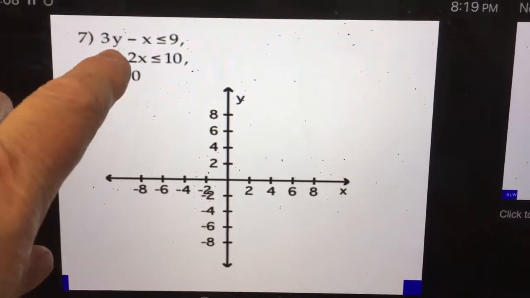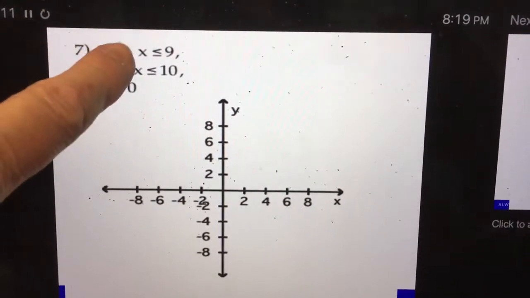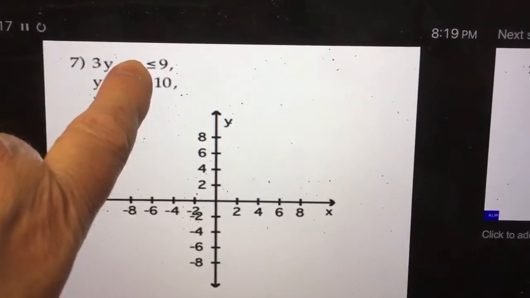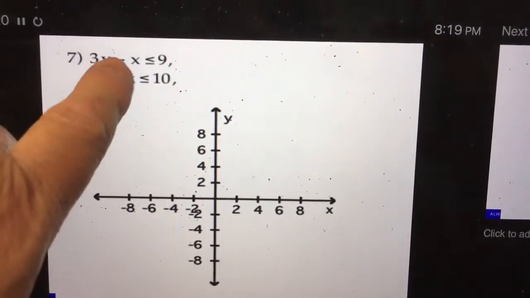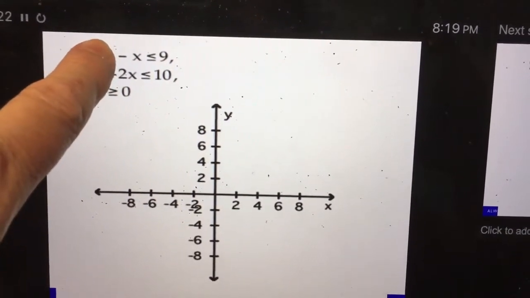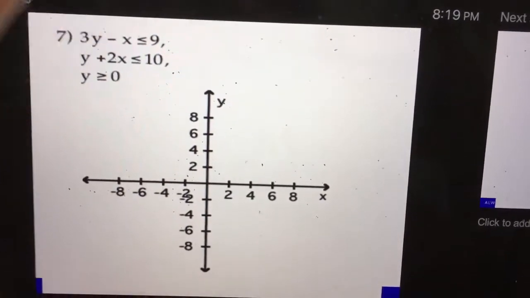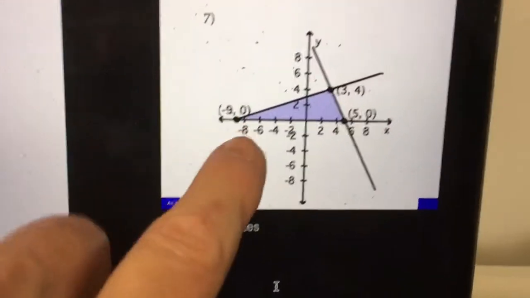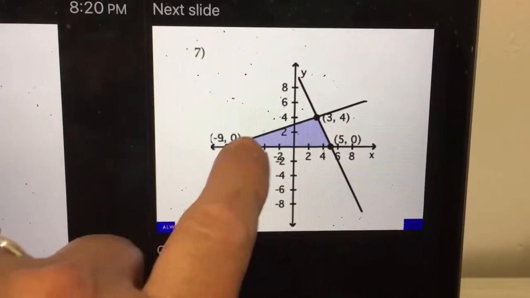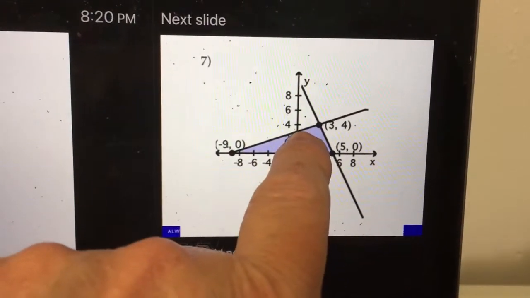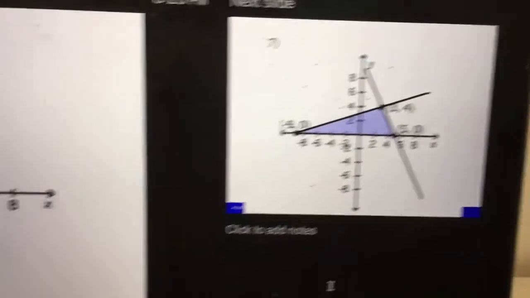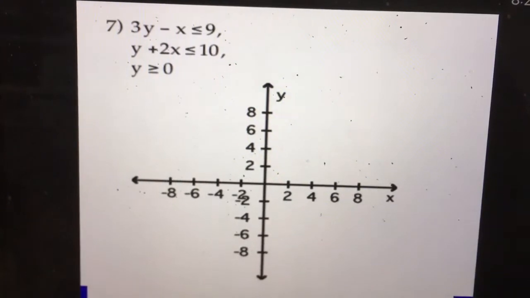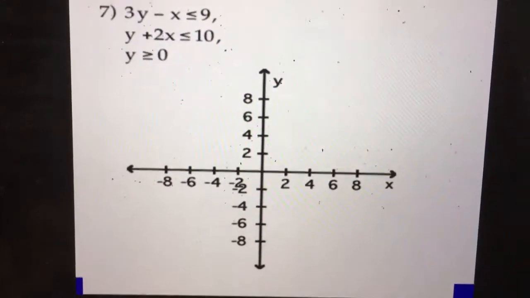So let's just look at line 1. If I let x be 0, then y is 3. So 0, 3 should be a point. And then when I let y be 0, then x should be negative 9. So negative 9, 0. So we look over here and we try to find the line that they're talking about. There's a negative 9, 0. And it's going to go up through 0, 3 like we just said. Then we look at the second line here, and basically we would have shaded that one below the line.